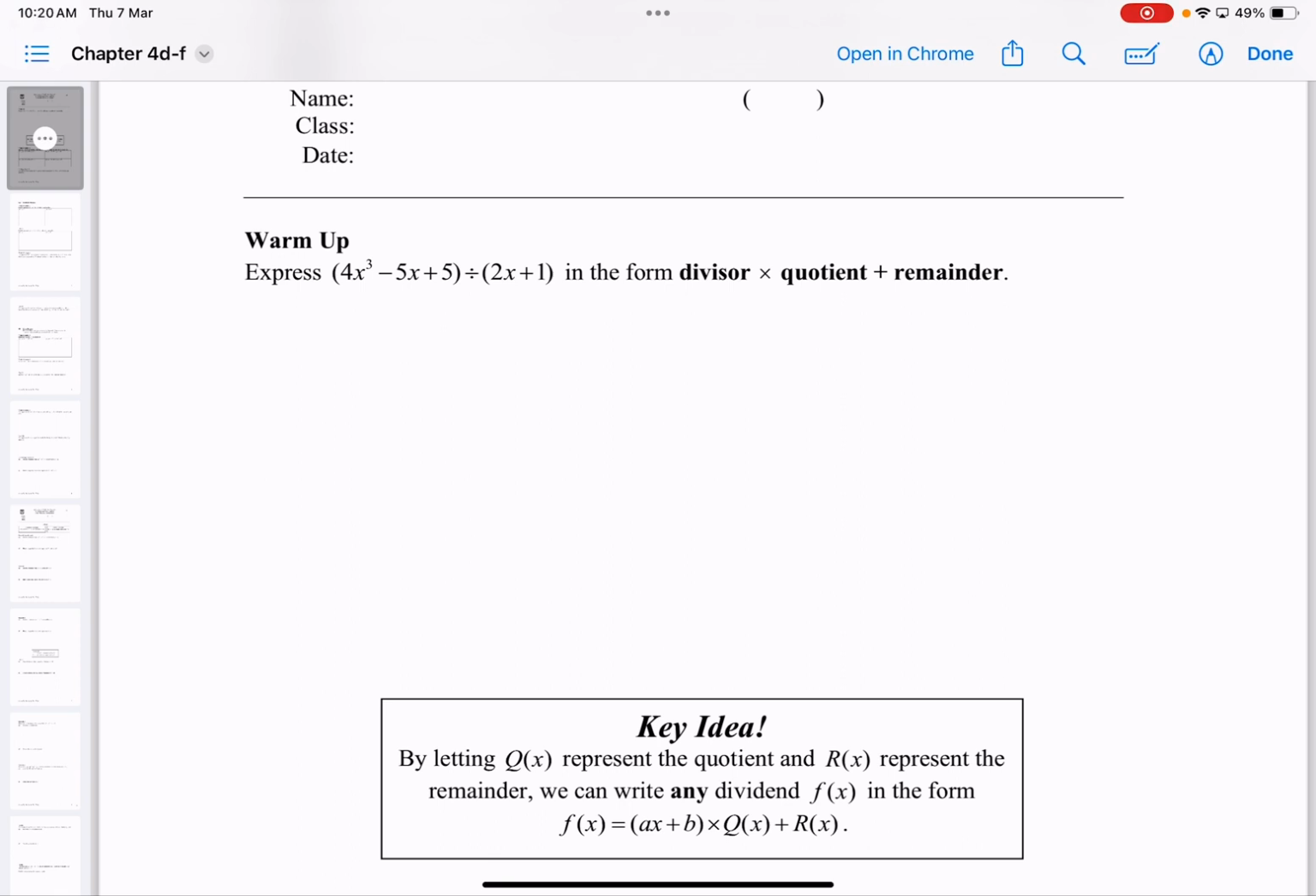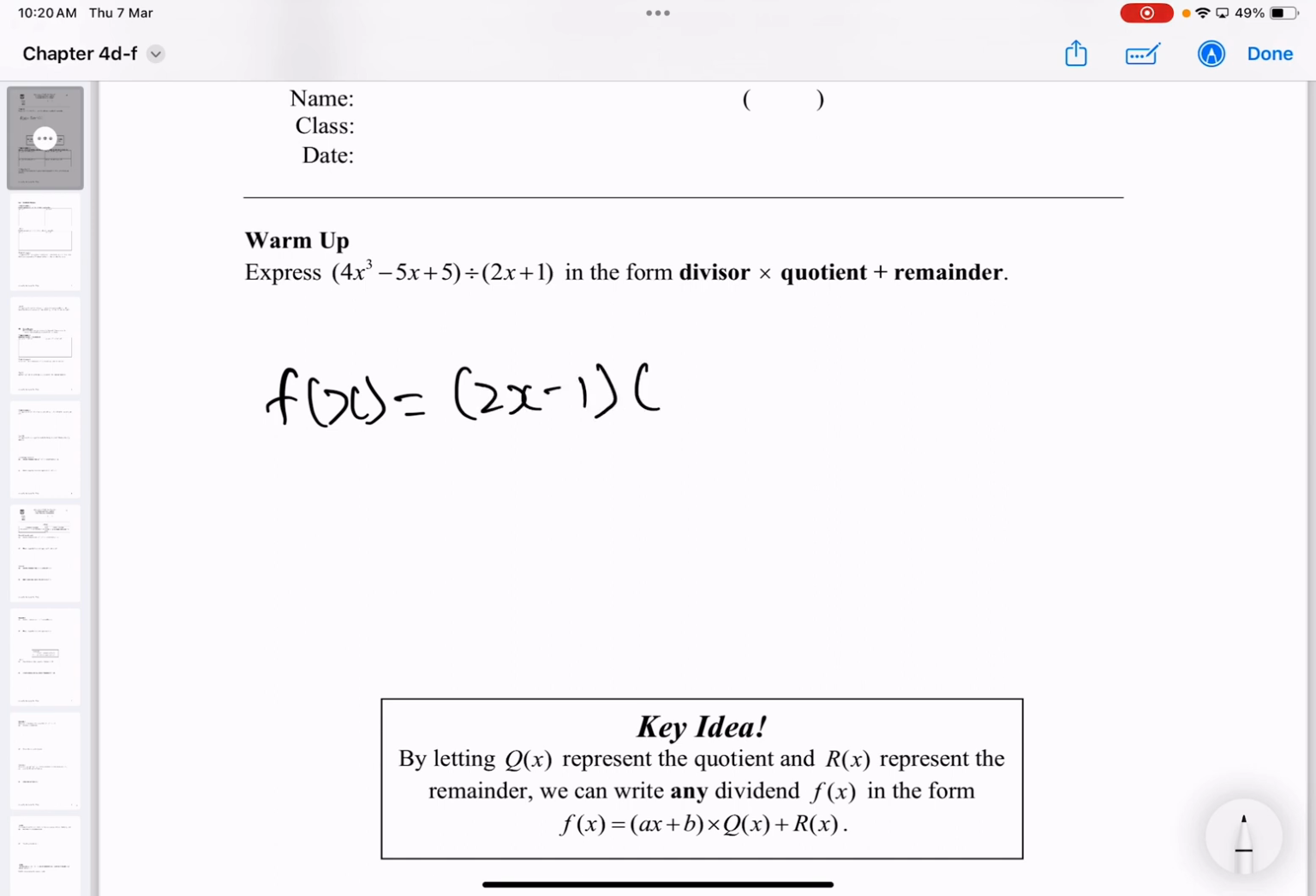So I'm going to express it in terms of the divisor, quotient, remainder. I just write it down. You don't have to redo this, because we don't really have much time. The final answer for this one is going to be the divisor, 2x minus 1, multiplied by the quotient, which is 2x squared plus x minus 2, plus 3, the remainder. Can you just write this down?